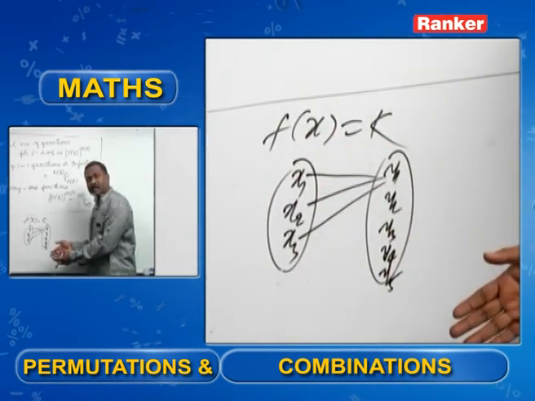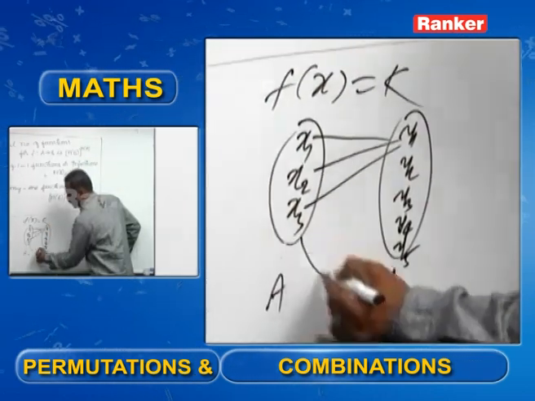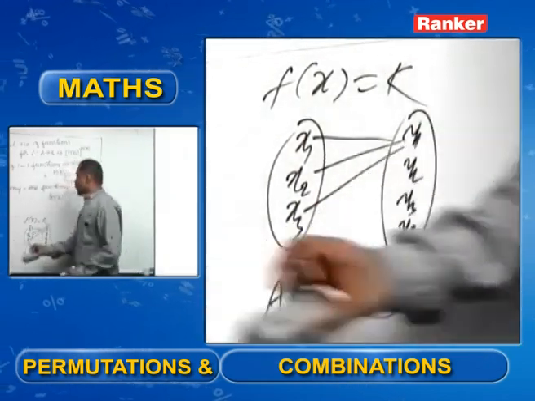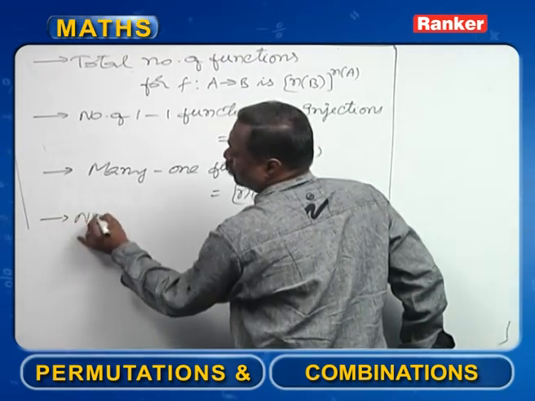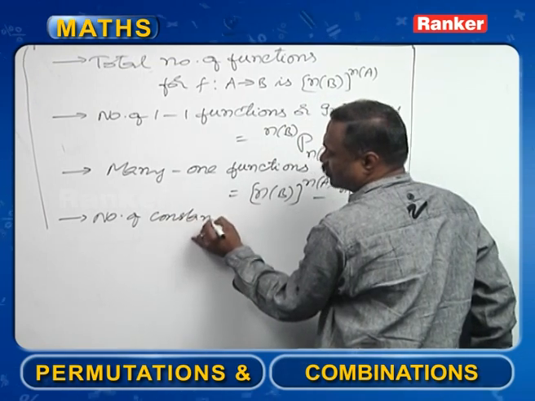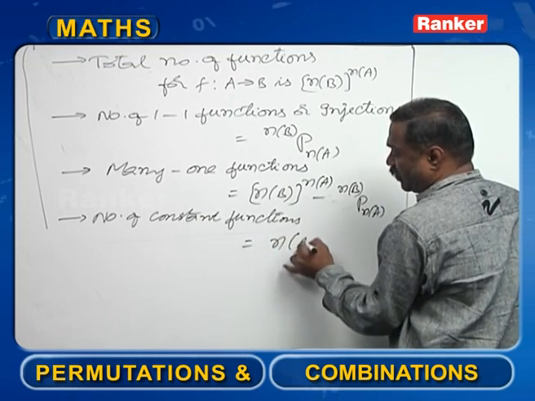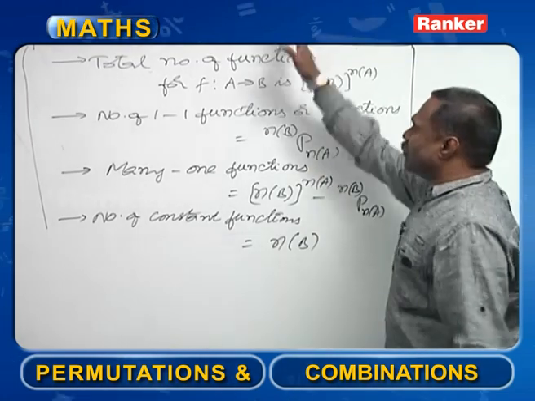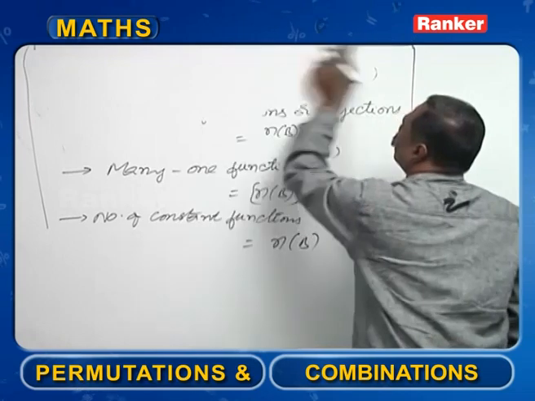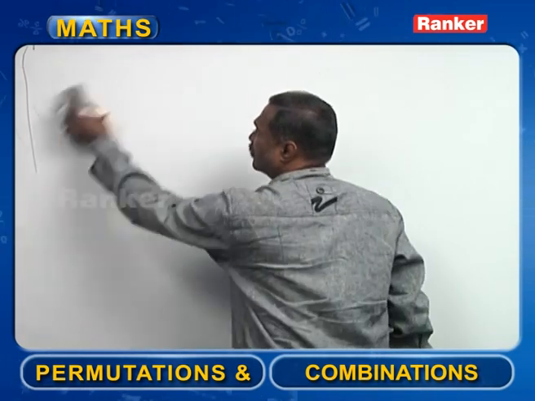So how many different types of constant functions will you get? The number of elements in B. The number of elements in B is nothing but the number of constant functions. So the number of constant functions is equal to n of B. That is, the number of elements in the codomain is nothing but the number of constant functions. Okay, so this is how we can relate this to find the number of functions, number of 1-1 functions, number of many-one functions, and number of constant functions.